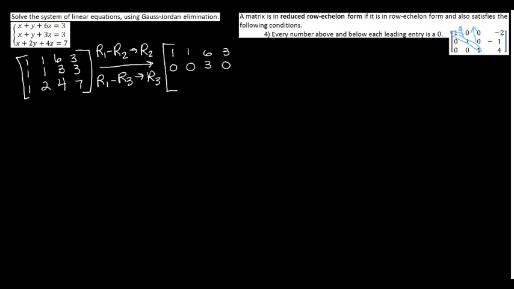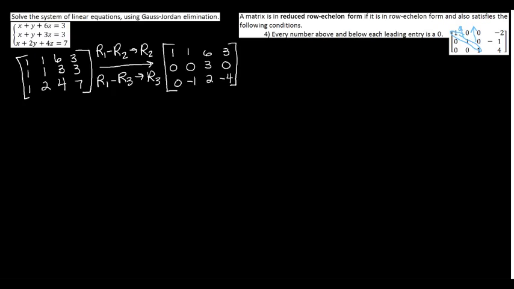So the first operations I would like to do is row 1 minus row 2, stick that in row 2, and row 1 minus row 3 and stick that in row 3. So the first row did not change: 1, 1, 6, 3. The second row did change. If I subtract these, I get 0, 0, 3, 0. And if I subtract row 1 and row 3, I get 0, -1, 2, and -4.